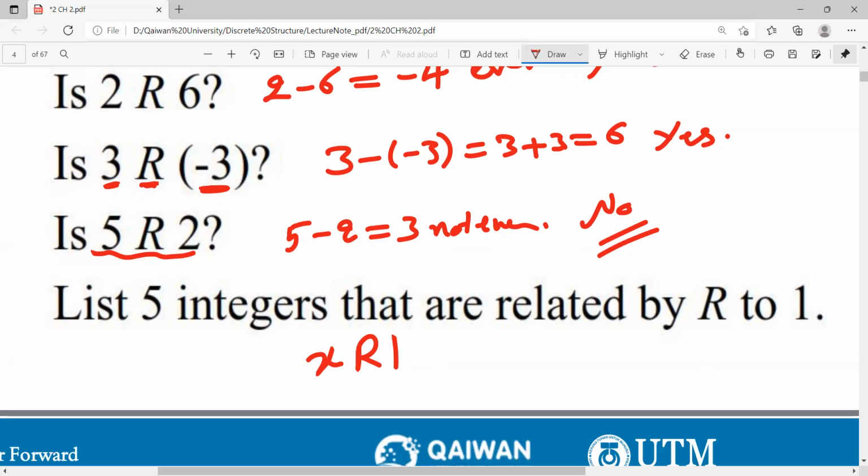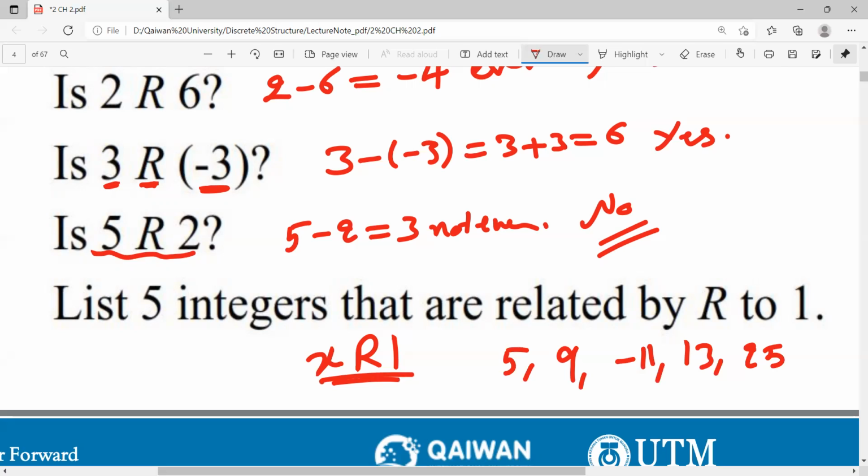For example 5, yes. Then 9. We can say minus 11, it's true also, because minus 11 minus 1 is minus 12, which is even. And we can say 13, and one more, let's say 25. These all satisfy the relation.